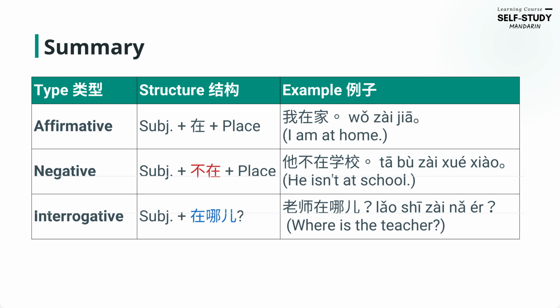Summary. Affirmative, subject plus 在 plus place. 我在家. I am at home. Negative, subject plus 不在 plus place. Remember that 不 changes to bú before 在. An example is 他不在学校. He is not at school. And finally, for an interrogative asking where, the structure is subject plus 在哪儿. An example is 老师在哪儿? Where is the teacher?